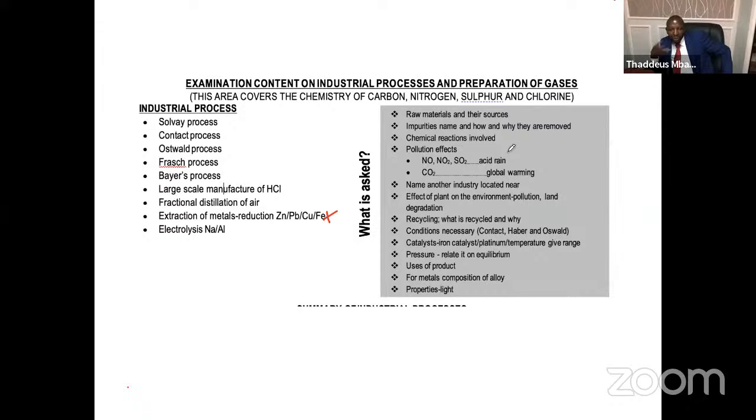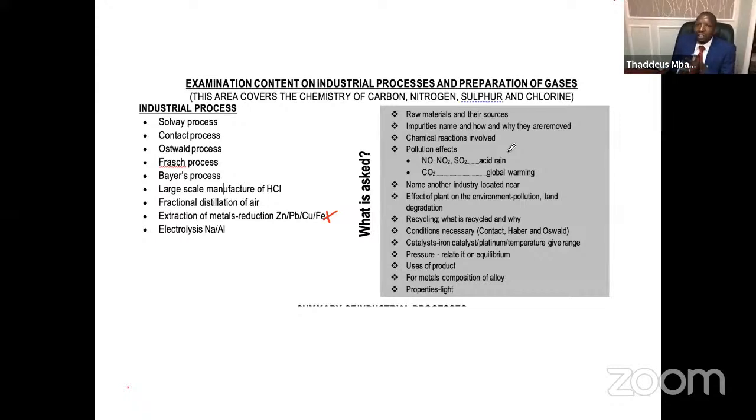Because I want to go to this is what is tested. So when you're preparing, you can write Ostwald. You give what are the raw material for Ostwald, what are the raw material for Solvay. You write it. You go to what are the impurities that are removed and why are they removed? What are the chemical properties under Solvay? All those kind of things. You go to pollution effects.